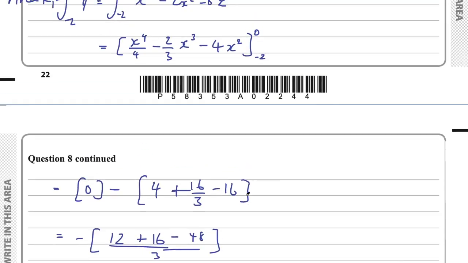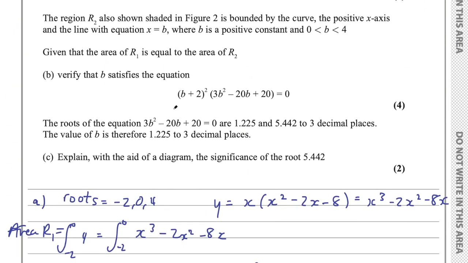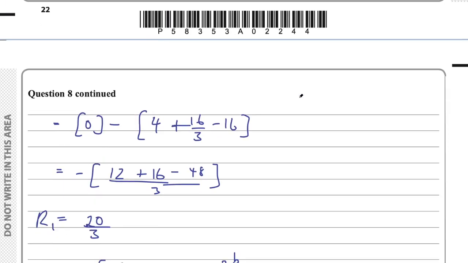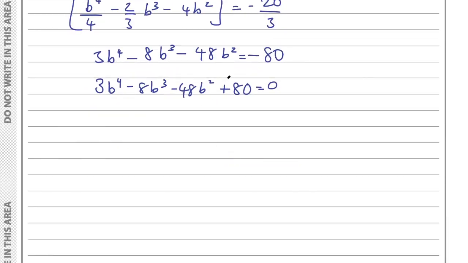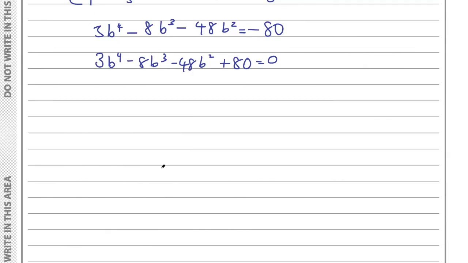And now let's go back to the equation we're looking for. We're looking for (b + 2)² × (3b² − 20b + 20) = 0. You could either expand that out, or you could try to factorize this. Either way would be fine here. So I'm going to expand (b + 2)² multiplied by (3b² − 20b + 20) and see what we get.